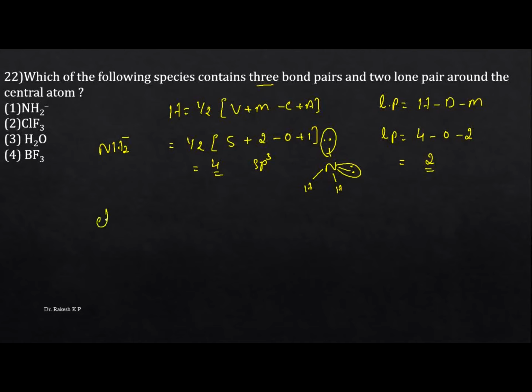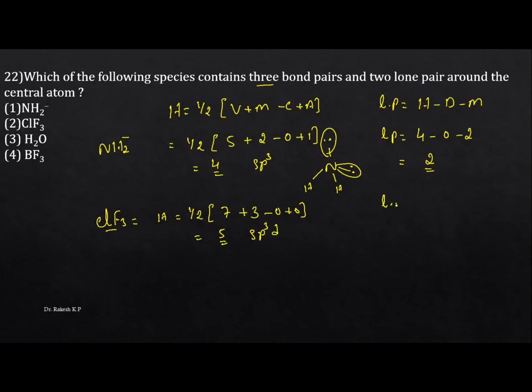Let me go for the next one, ClF3. Identify the number of hybrid orbitals. If you calculate here, the valence electron count is 7, and the monovalent is 3. We don't have cations or anions. 7 plus 3 becomes 10, 10 by 2 is equal to 5. Hence the hybridization becomes sp3d.